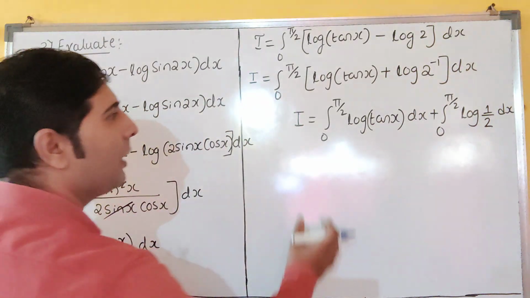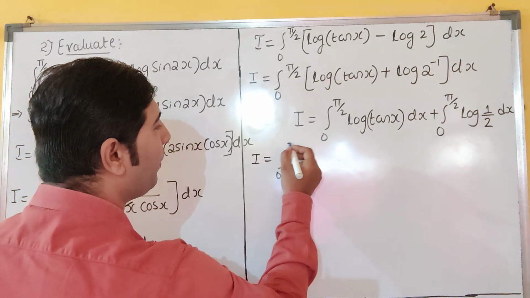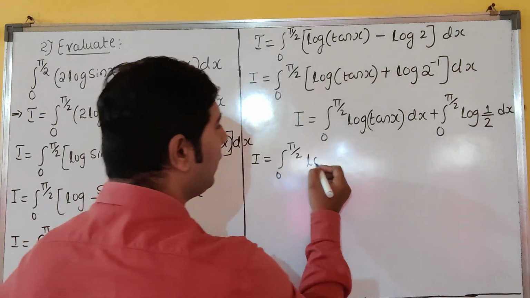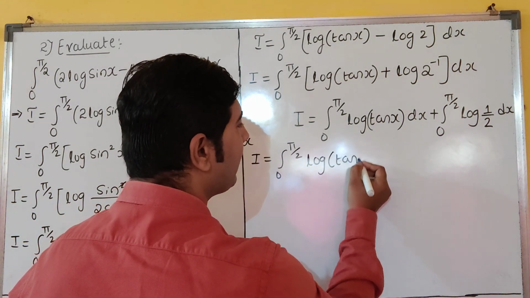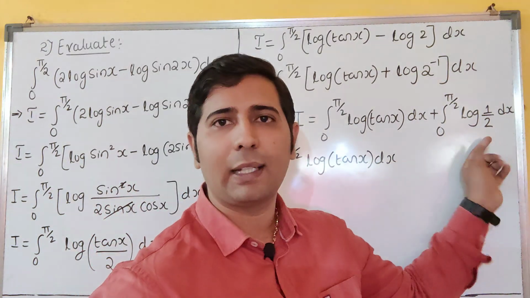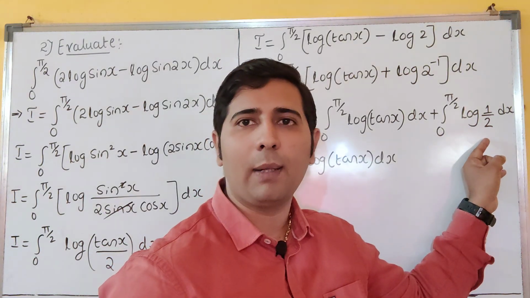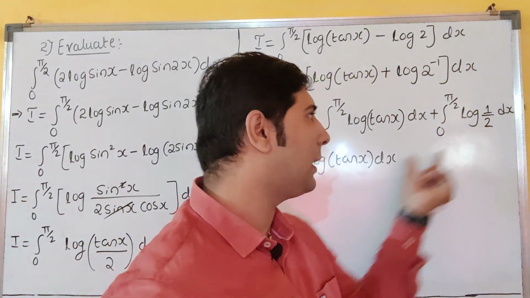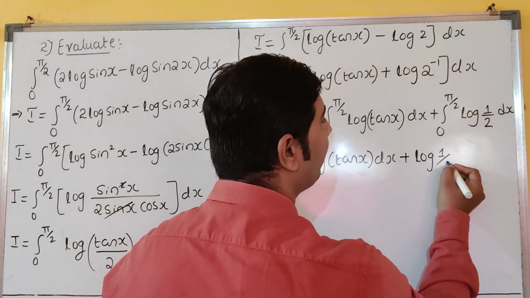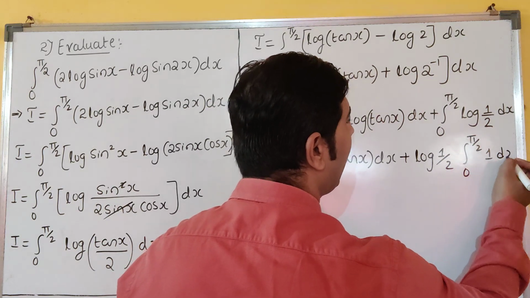So now see what I will do. I is equal to 0 to pi by 2, log tan x I will write as this into dx. So log 1 by 2 is a constant. Constant I can take out, or not. This is log 1 by 2. Constant it is, dear students. Constant I will take out. Log 1 by 2. What are you left with? Integration 0 to pi by 2, 1 dx.